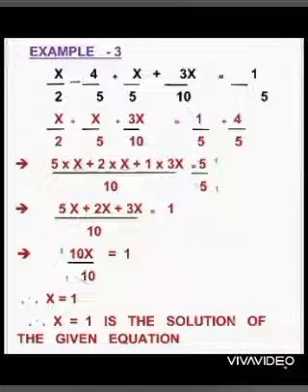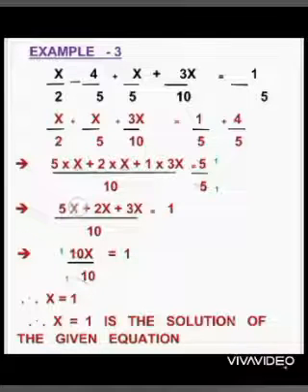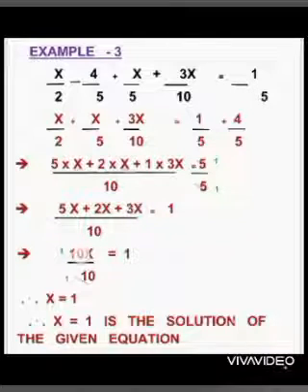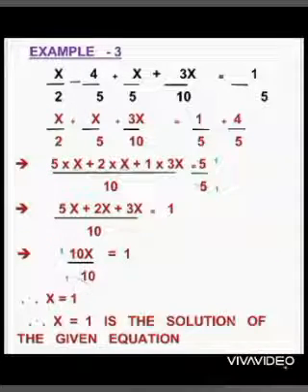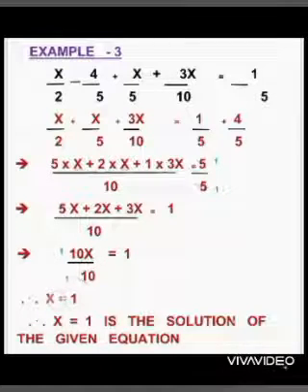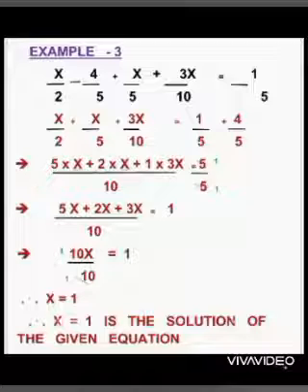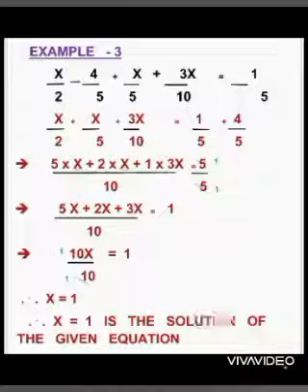Now let us add all the x variables. 5x plus 2x plus 3x is 10x by 10, which is equal to 1. Now cancel 10 and 10. Then you will get x is equal to 1. So the value of x you got is 1. Therefore, x is equal to 1 is a solution of the given equation.